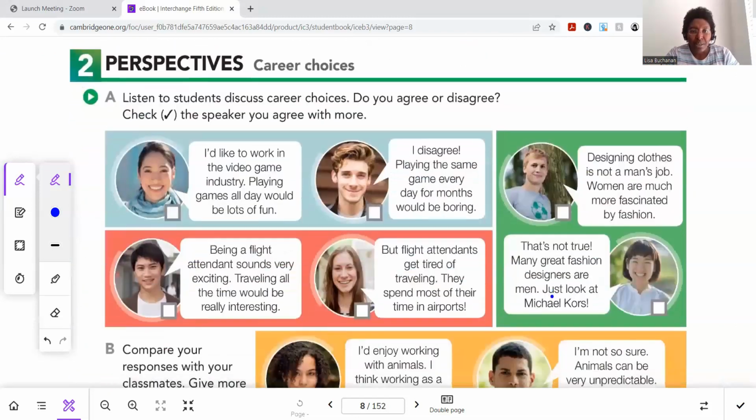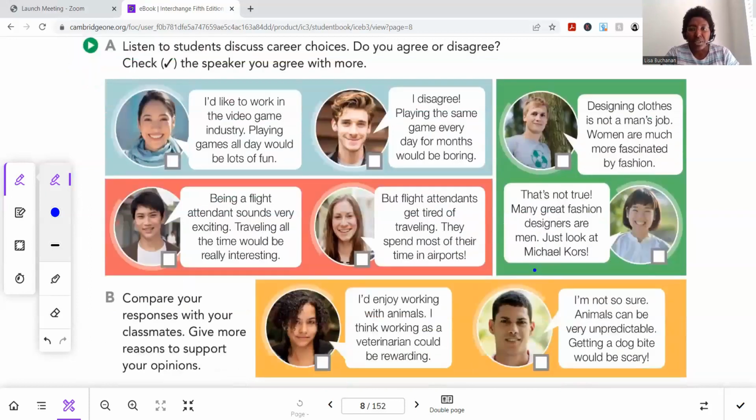So we have some interesting perspectives here. We're actually not going to listen to all of them, but what is actually very nice is you can see very short, concise statements of what they expect from their job. Look at this one here. I'd enjoy working with animals. I think working as a veterinarian could be rewarding. So very nice, describing that job as rewarding.